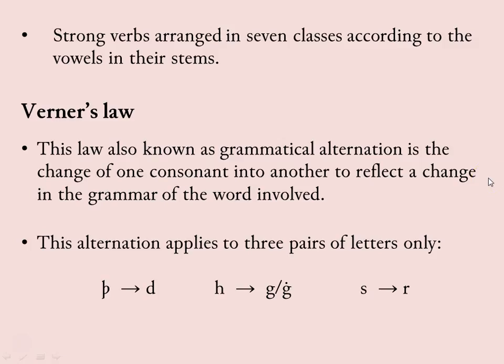So strong verbs are arranged in seven classes according to the vowels in their stems. Verner's law applies here. This law is also known as grammatical alternation, as one consonant is changed into another to reflect a change in the grammar of the word involved. So there's a change in the use of the word. The alternation applies to three pairs only. The thorn or eth changes to a D, the H to a G, and the S to an R. We'll see some examples of these.